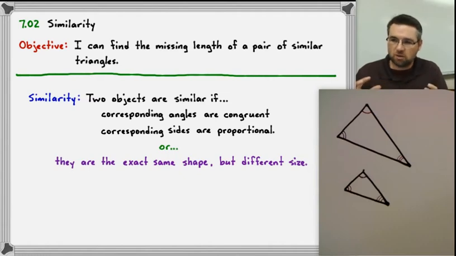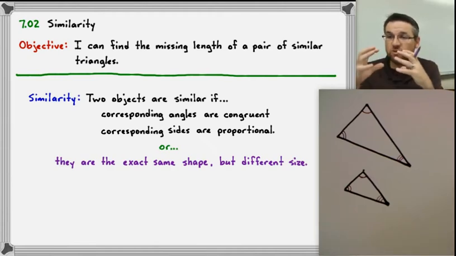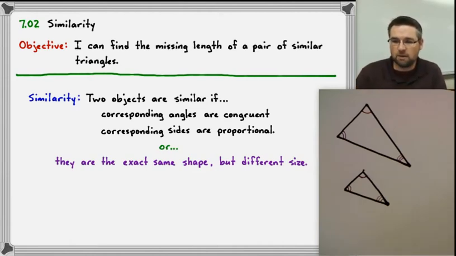Just one is bigger than the other. So it's like zooming in or zooming out on an object. When I zoom in, I see a bigger picture. When I zoom out, I see a smaller picture, but they're the same picture. So they're similar in that way, okay? So that's what similarity means, okay?